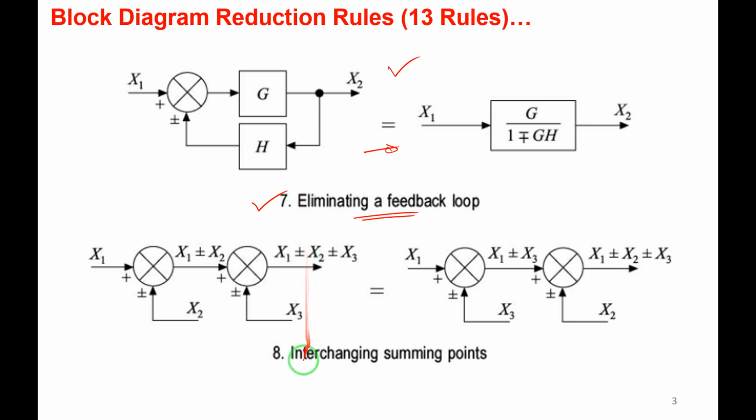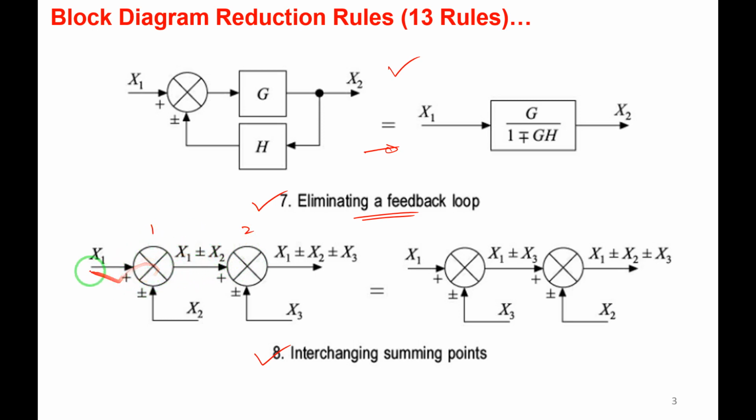The next, interchanging summing points. Eighth rule. So we have to thoroughly learn all these rules so that we can reduce the block diagram very easily, right? Okay, interchanging summing points. This question will arise when there are more than one summing point, right? Okay, I have two summing points. I want to interchange. Let me call this the first summing point and this the second. I can interchange the first and second, right?